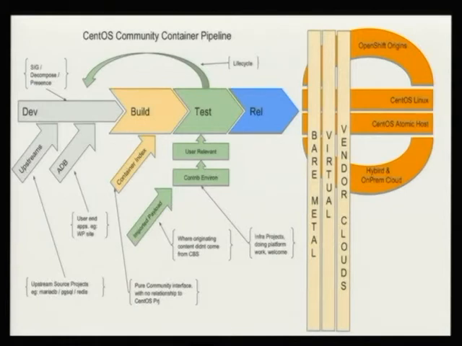And what we're basically working on right now is to enable those 62 vendors to ship CentOS hosted Atomic Host to all of the people who want to consume Atomic Host in their environments.